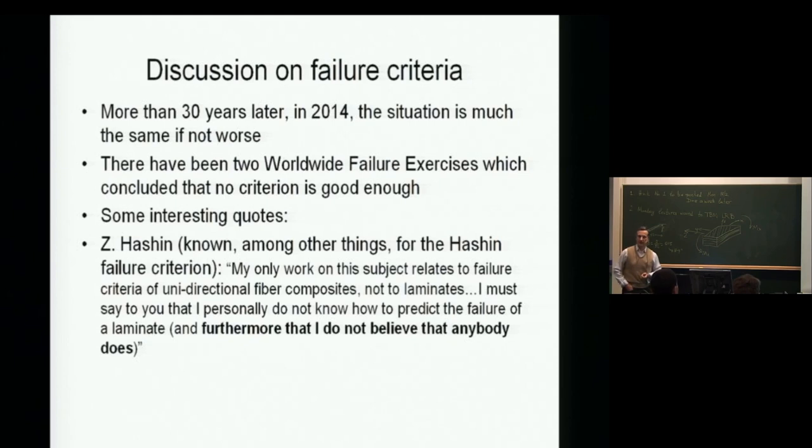Zvi Hashin, I think now retired in Israel, a very famous professor working on the topic, known for the Hashin criterion, was asked about failure criteria and his opinion, and he said, my only work on this subject relates to failure criteria of unidirectional fiber composites, so not even with multiple orientations, not laminates. I must say to you that I personally do not know how to predict the failure of a laminate, and furthermore that I do not believe that anybody does. So what are we doing here? And you actually have homework starting Monday. Well, we have to live with reality.